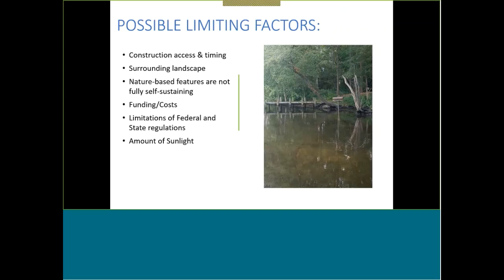And then also, of course, you have to say that there are limitations based on federal and state regulations. So being realistic about what you can do. And then a little simpler is just even the amount of sunlight is important. So at a site that may have everything going for it, but you want to put in Spartina and there are just tall trees overhanging it like you see on the right, that's probably not going to be as successful. So you need to take that into account as you design your shoreline.